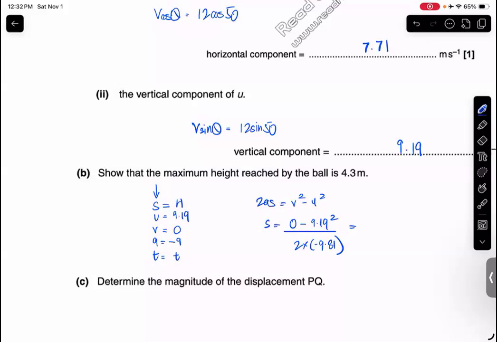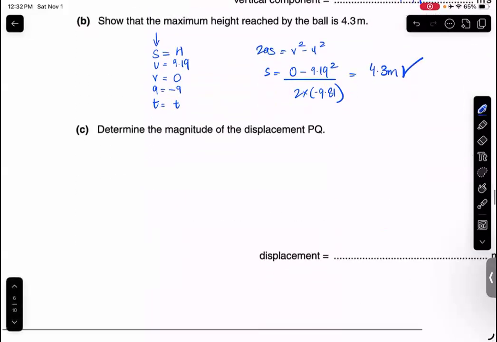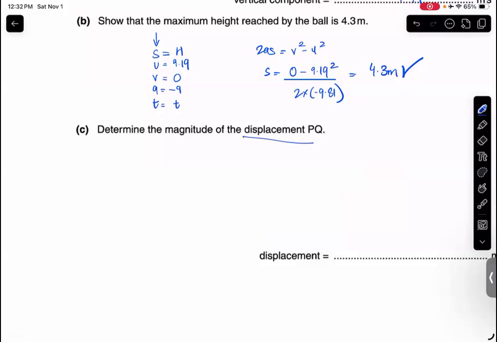2 and 2 minus 9. If that doesn't, then that would be such a huge embarrassment. The answer is 4.3 meters. Yes. Okay. Determine the magnitude of the displacement PQ.